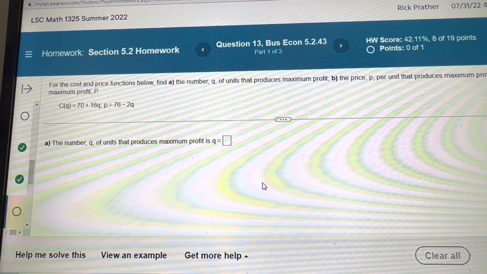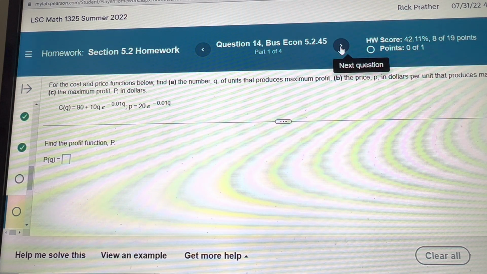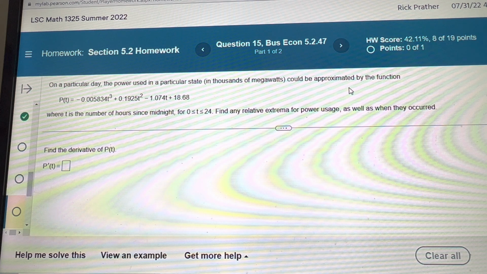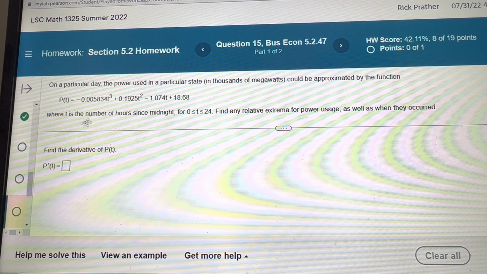Okay, so we're almost an hour and a half in. Let's try one of these business problems. Which one looks good? Here's one again with these messy decimals. And we've got a 0 to 24 range to go between.